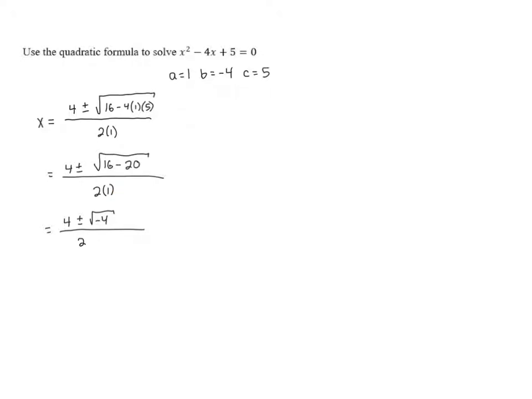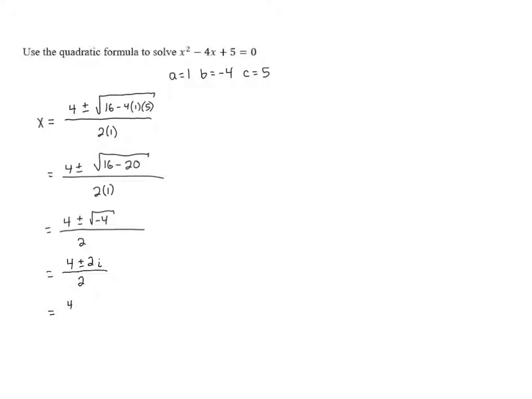Now here we have the square root of negative 4. We know that when we take the square root of a negative, that becomes an imaginary number with i, and the square root of 4 is 2. So the square root of negative 4 is going to be 2i. So we've got 4 plus or minus 2i all over 2.